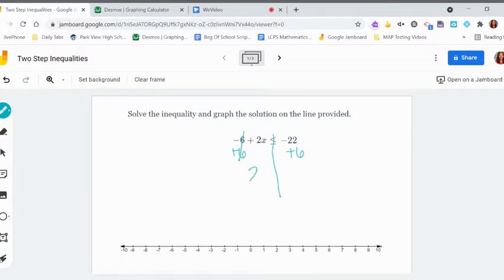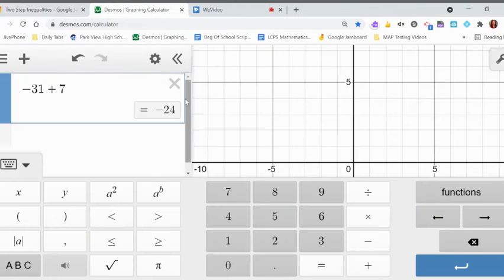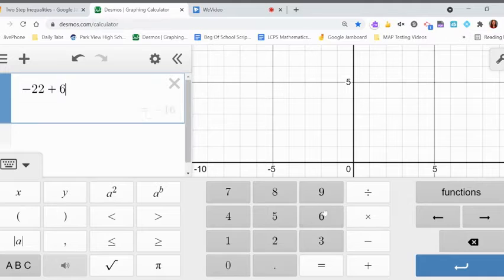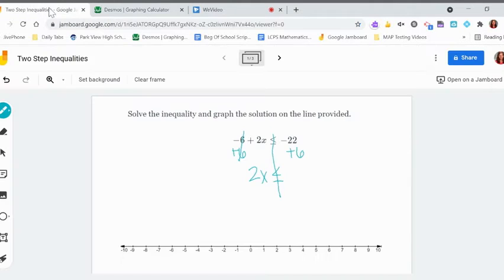-6 plus 6 will cancel. I'm left with 2x is less than or equal to. So I'm looking here, -22 plus 6. If you can do that in your head, do it in your head. If not, -22 plus 6 gives me -16. And then my next step is going to be division. When we talk about two-step inequalities, this is one step. The second step is this division here. We're going to divide both sides by 2. That way x is now by itself.